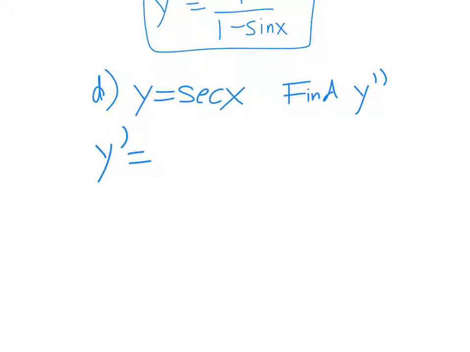Let's go ahead and find y double prime. So first we need to find y prime. What's the derivative of secant x? Do you need to look back? Secant x tangent x. All right, so that's the first step. And now we're going to find the second derivative, and we have 2 functions, so we're going to do the product rule. Product rule shows up a lot.